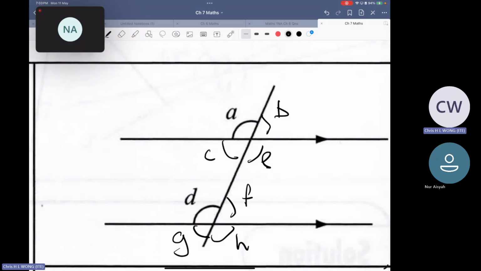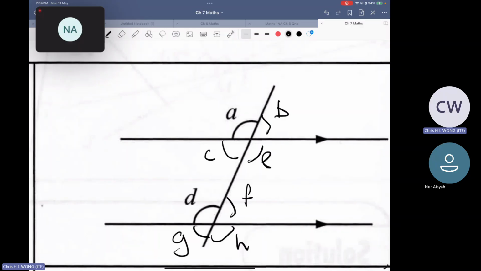If I only give you G, say G is 60 degrees, can you find D? What do you see? A straight line, 180. 180 minus G, right? What's the reason? Supplementary angles. So you use all those angle rules that you learned to apply and then you get the answer.